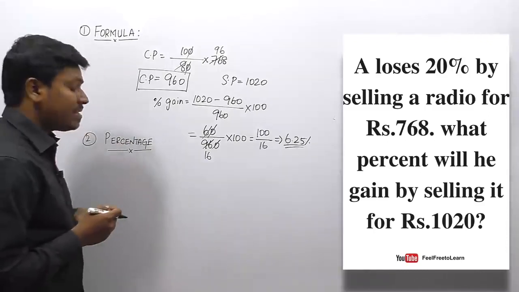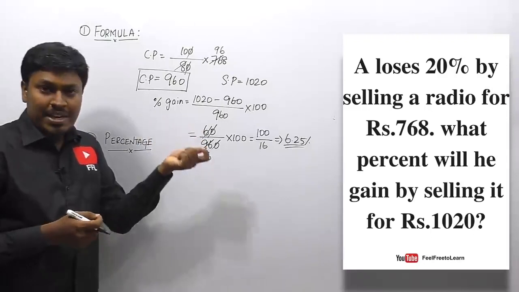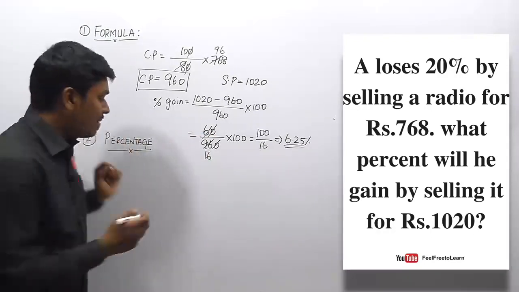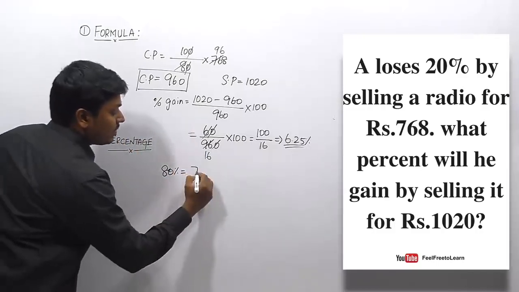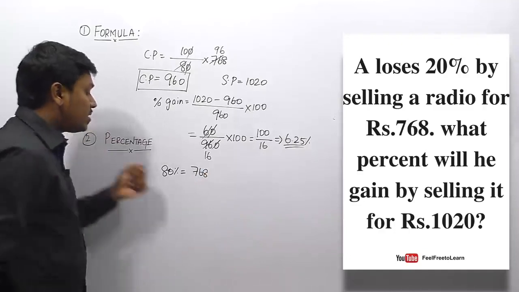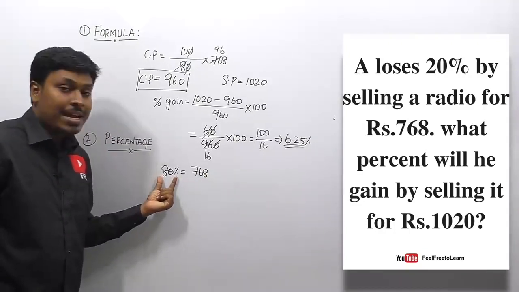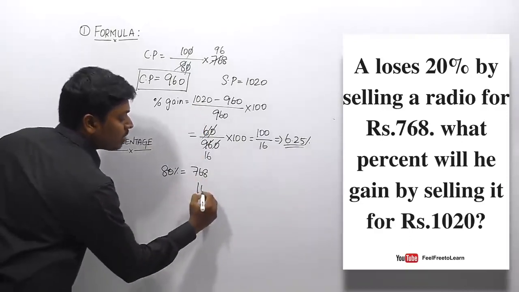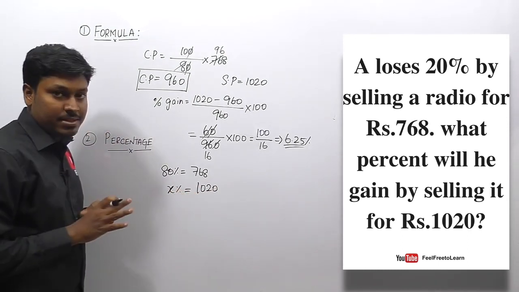Now let me solve this question in the percentage method. So friends, here he sold a radio for 768 with a loss of 20. So we can say that 100 minus 20 will be 80. So 80% will be the result after selling at 768. So we can say that with 20% loss the resultant will be 80%. So selling price will be 80%, that is 768. If he sold the same radio for 1020 rupees, our target is to find what will be its gain percentage.